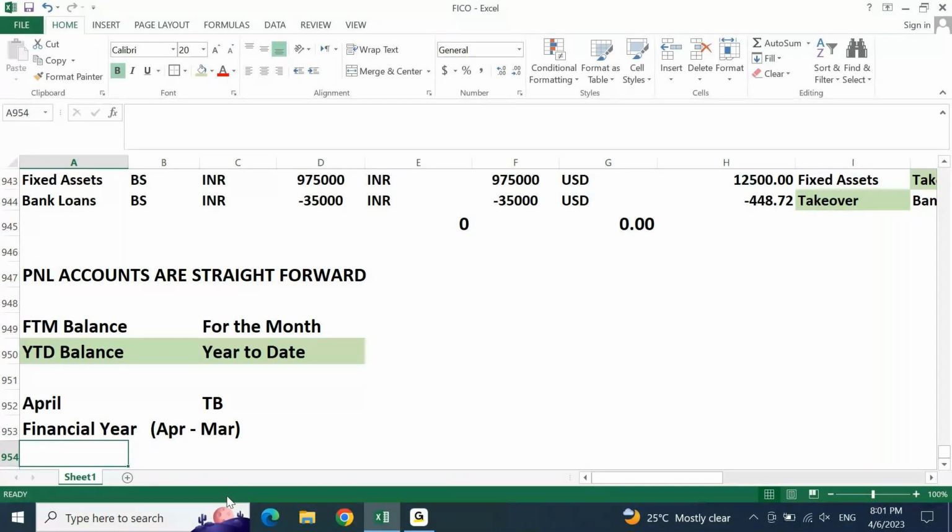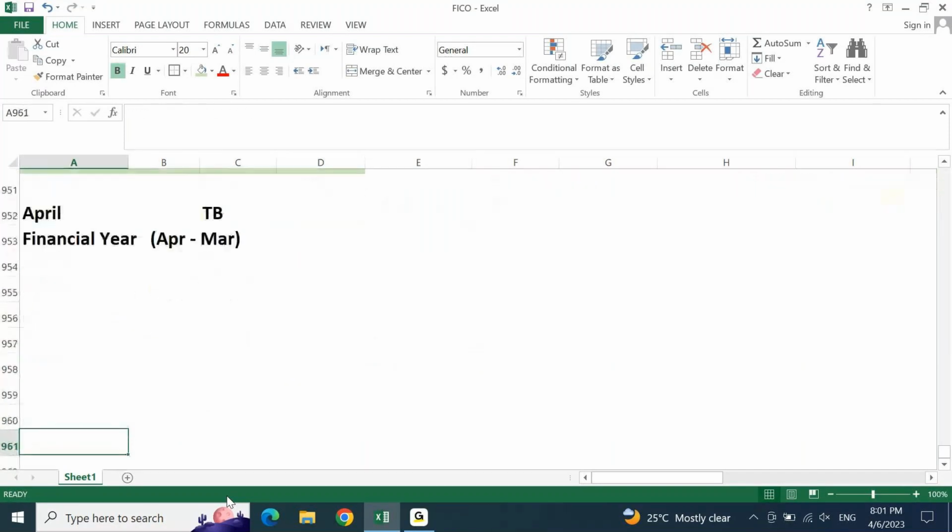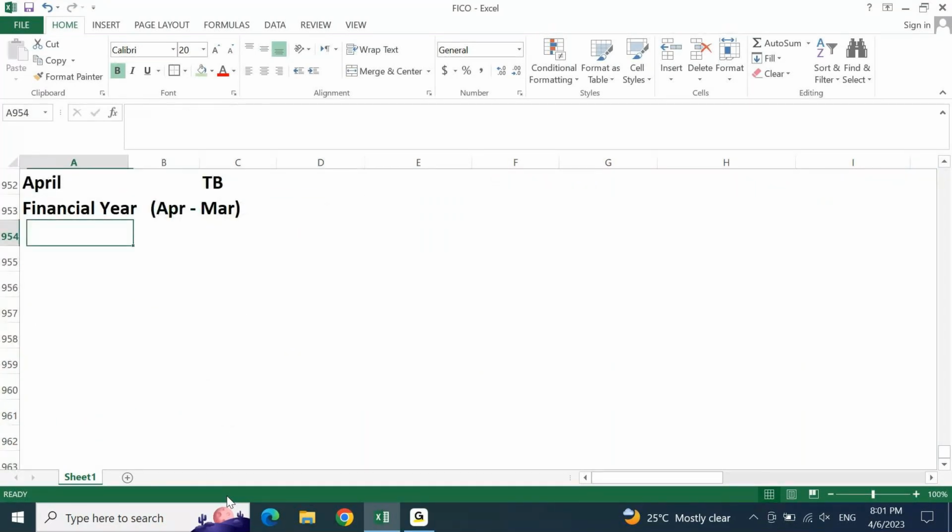Now, if I'm talking about April, do I get 1 month data or multiple months data? If I'm talking about April to March financial year, and I am asking data in the month of April, you will get 1 month data. When you talk about YTD, year to date, this is always fiscal year based. Is this correct?